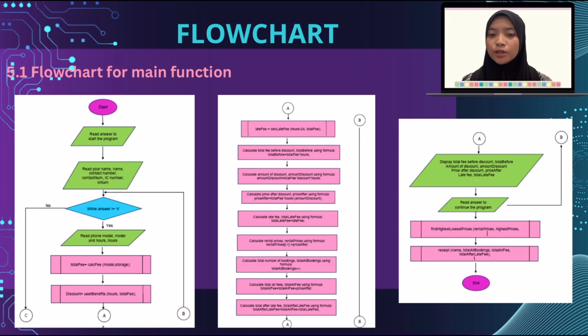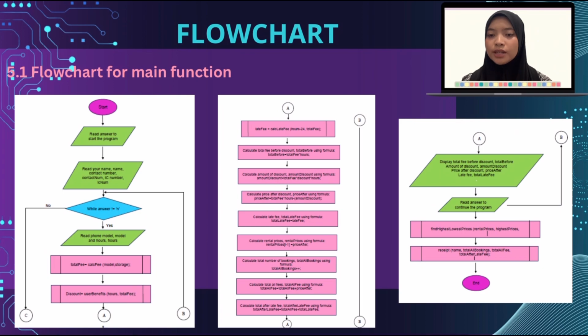Then the program will continue to calculate the total number of bookings as total all bookings using formula total all bookings plus plus. Then it will calculate the total all fees, using the formula total all fee equal to total all fee plus price after. Lastly, the program will calculate total after late fee using formula total after late fee equal to total all fee plus total late fee. Then the program will display the total fee before discount as total before, amount of discount as amount discount, price after discount as price after, and late fee as total late fee.